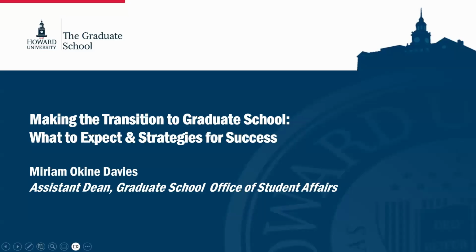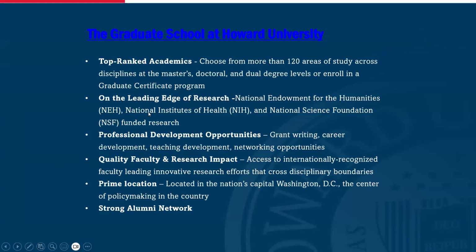Okay, so I'll be talking as well about the transition to grad school and navigating that. I'll give a brief overview of the context for the grad school at Howard University. We have a number of degree and certificate offerings at the graduate level in over 120 areas of study across the grad school. Of course, many of the research programs that we offer are in health disparities research, AI, computer science, and engineering, which is also a really strong core area of research for us.